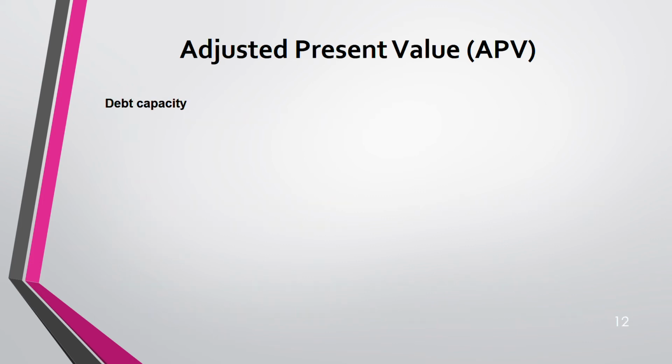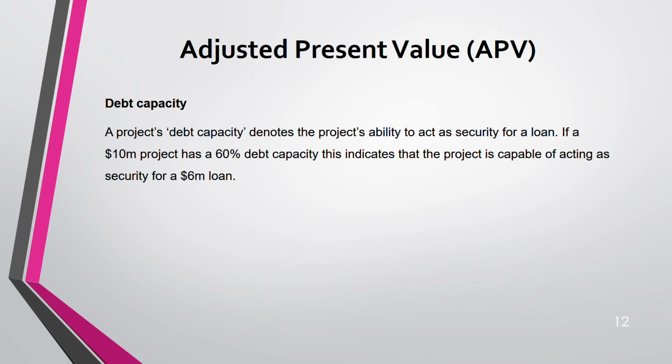Now let's go to debt capacity. What is debt capacity? You need to understand what is debt capacity. A project's debt capacity denotes the project's ability to act as a security for a loan. Okay, debt capacity is like how much of your debt can act as a security. If you're having a debt capacity, let's say 60%. Okay, a 10 million project has a 60% debt capacity. That means your project can act as a security for a 6 million loan. That's what it means, 60% of 10 million.